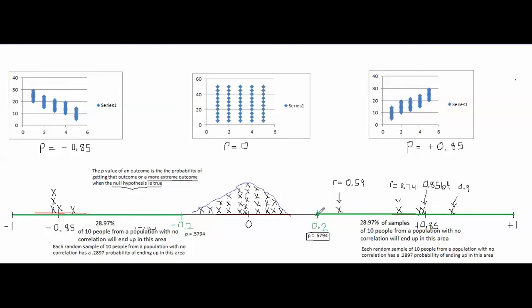So if I wanted to say that in a different way, if we say that this negative 0.2 and this plus 0.2 are included in the green areas, then what this p-value means is that when a random sample of 10 people comes from this population with no correlation, there's a 0.5794 probability that the sample won't land in this middle area and will instead land in one of the two green areas, out here or out here.